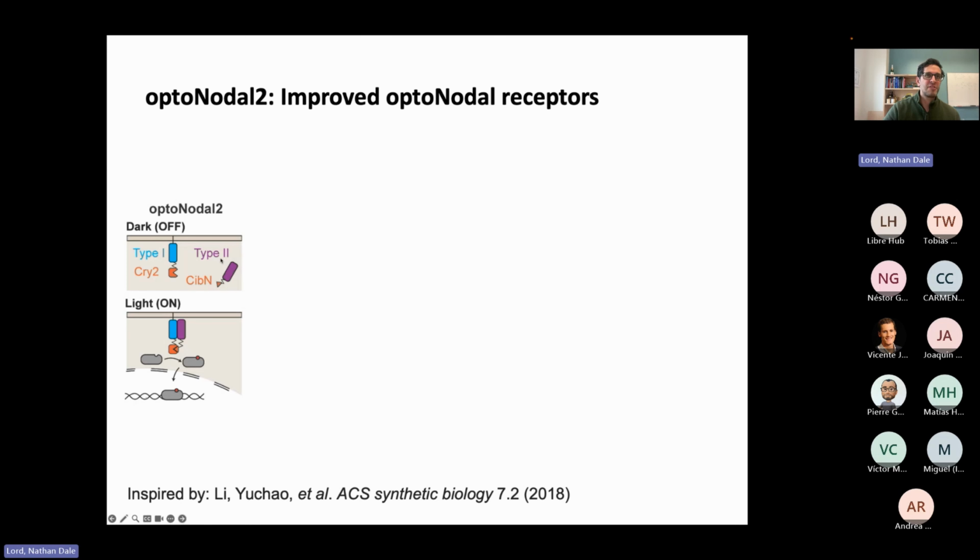But I think much more importantly, we take the type 2 receptor off of the membrane. And so the idea is that in the dark, they're now sequestered into two compartments, and it's less likely that they're going to accidentally bump into one another and signal. But still, in the light, you can recruit the type 2 receptor to the membrane and then get productive signaling.